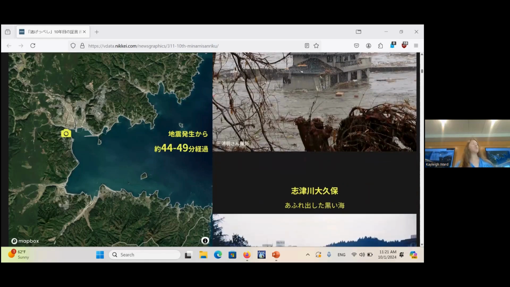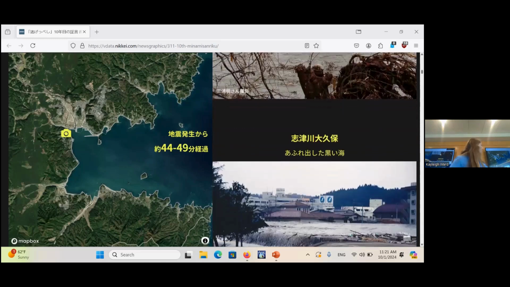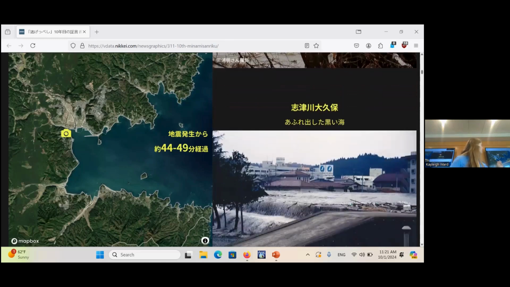So now we're going up into Shizugawa, and we're looking at the hospital here.